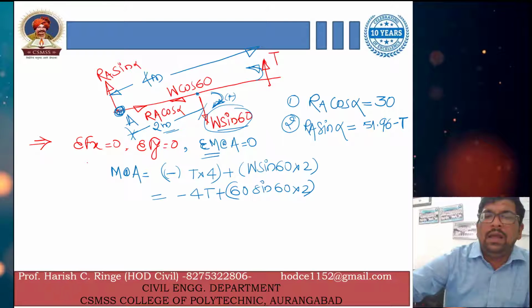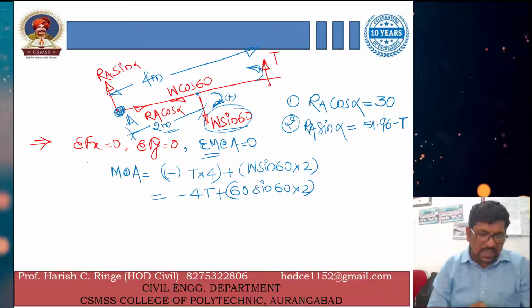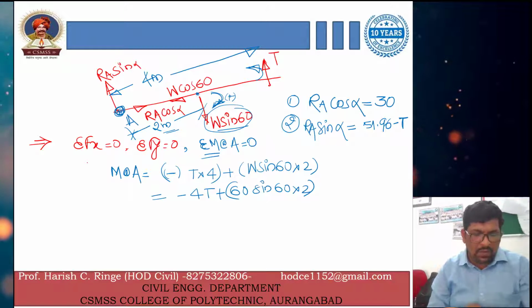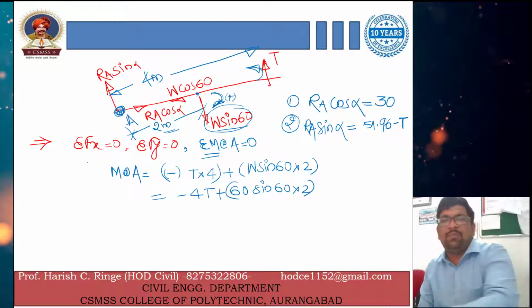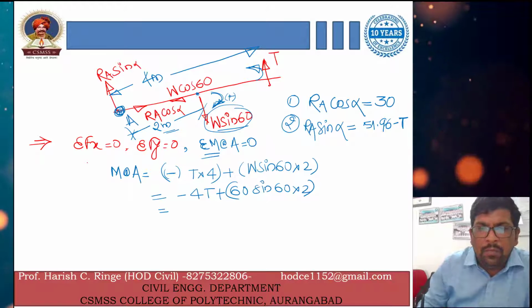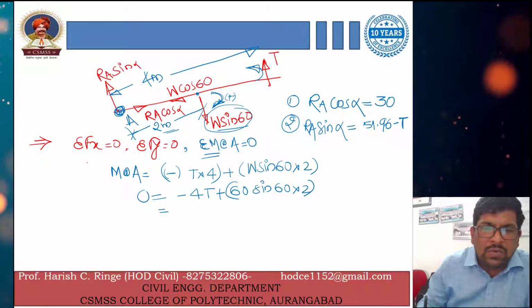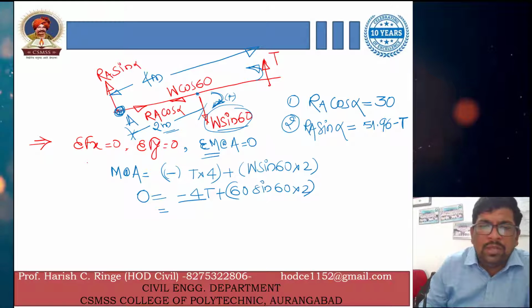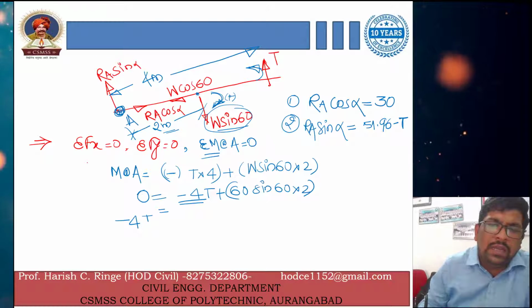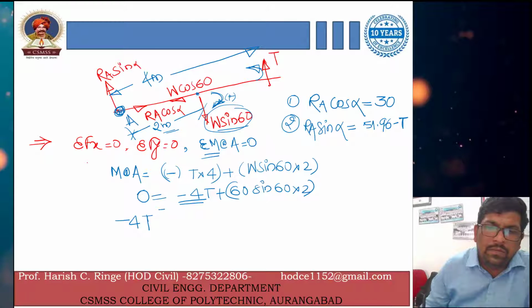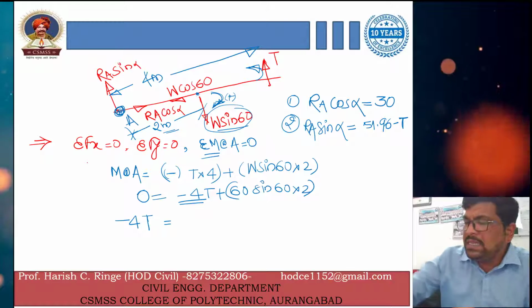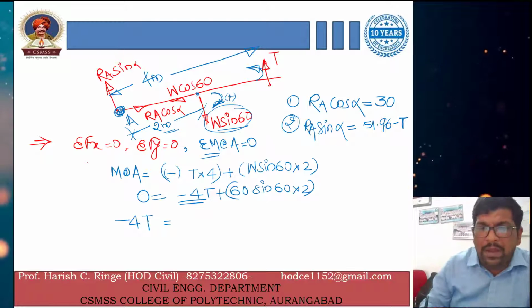So what is the value of 60 sine 60 that I am supposed to calculate? 60 sine 60 is the value 51.96, right? So I will write over here that this is equal to 0. Take this minus 4T value to the left-hand side. So minus 4T is equal to 60 sine 60, that is 51.96.